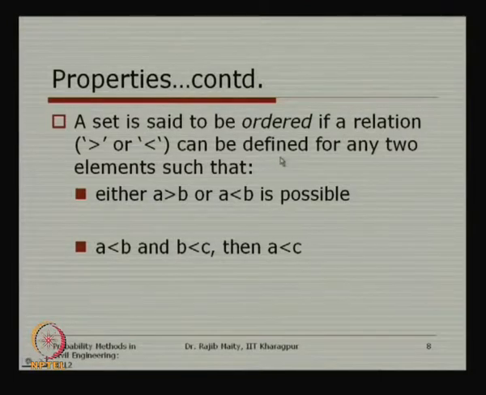Another important thing is the ordered set. A set is said to be ordered if a relation like greater than or less than can be defined for any two elements of the set. For example, if I take two elements A and B, I can say that A is greater than B or A is less than B, then this kind of set is known as an ordered set. We can even conclude that if A is less than B and B is less than C, then element A is less than element C. This kind of set is known as the ordered set.